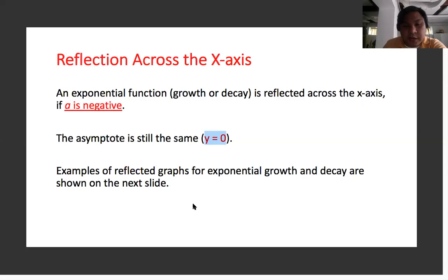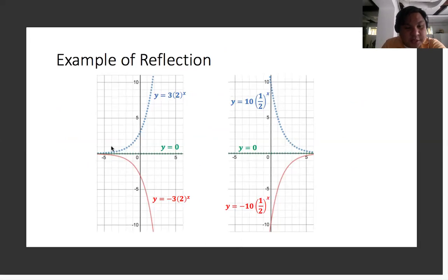In the next slide, we're going to look over some particular graphs and see how the reflection worked by switching a to become negative. This blue graph is an example of an exponential growth. Notice that a is positive and that the graph is increasing. However, by switching a from positive 3 to negative 3, note that the graph is reflected across the x-axis.